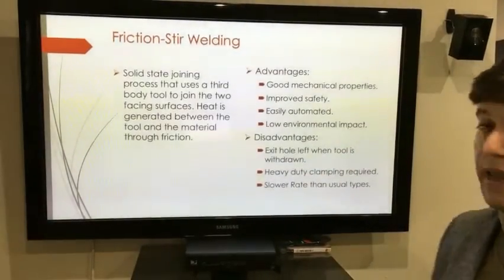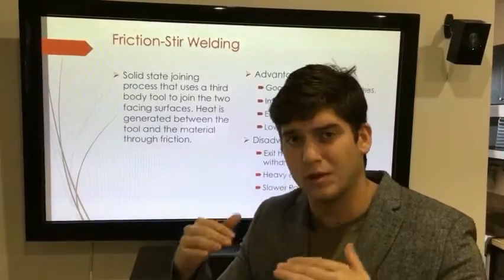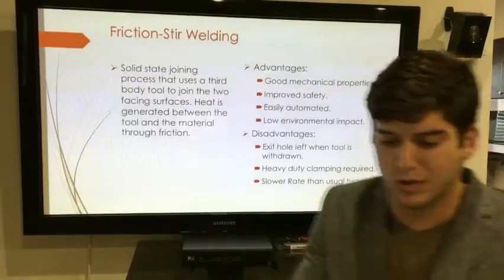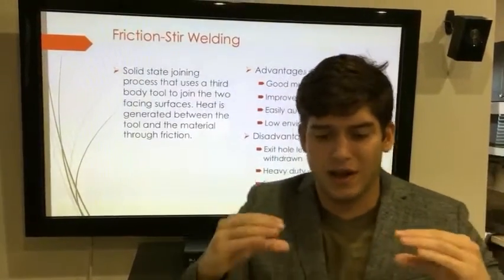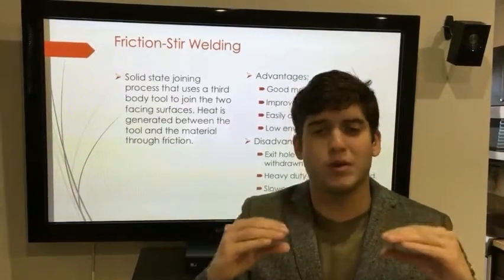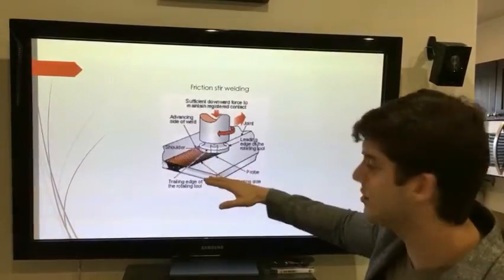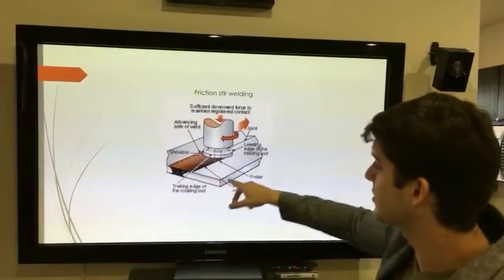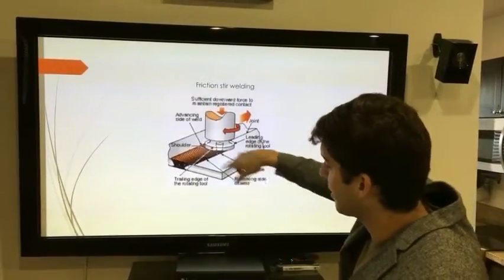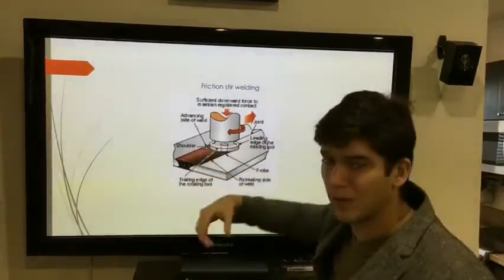The disadvantages are that there's an exit hole where the machine comes out of the two pieces welded, so it's going to leave a mark, and heavy duty clamping is required. Basically, this means it needs a very strong machine to hold the two pieces that are going to be welded. Here we can see the two pieces of metal. This one is the first one, this one is the second one, and this one is the machine I was talking about. It's going around making RPMs until the two pieces melt and weld together.